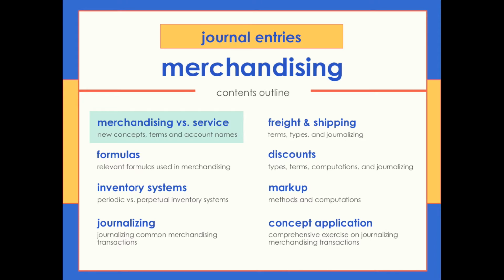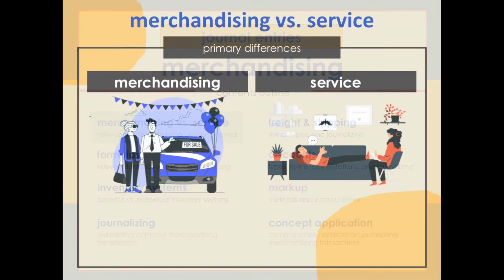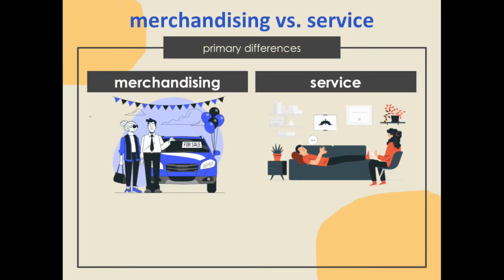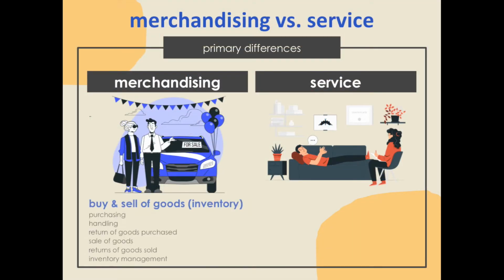Now let's start with the differences between merchandising and service type businesses. First, we'll talk about the differences in their nature and activities. Merchandising businesses are engaged in the buy and sell of goods, which are referred to as inventory. These goods are sold in their original form and are not processed further.